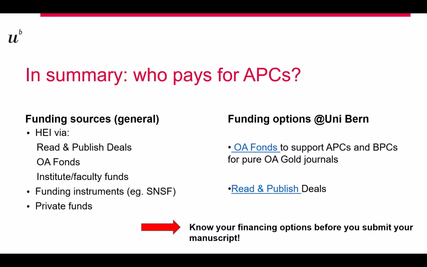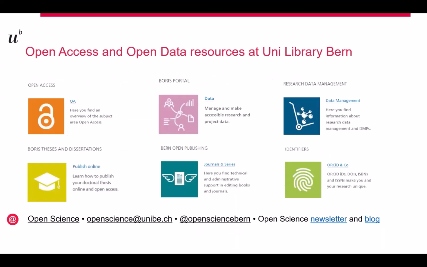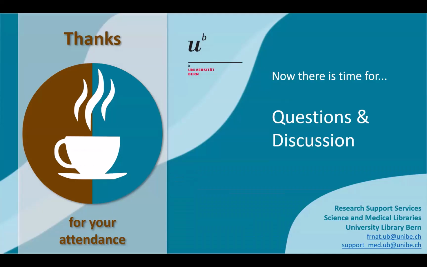Here you can find, again, a summary of where you can find funding for APCs with the links and the hint: always really look at your financing options before you submit your publication to a journal that has high APC fees. Here you see, again, the information on the open access team with all our services. And now, if you have any questions, I'm happy to answer them.